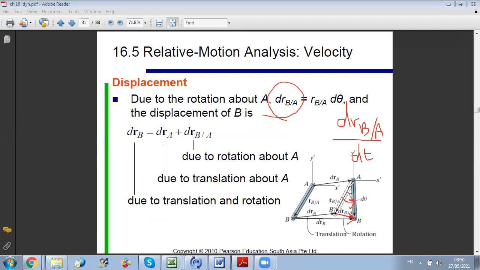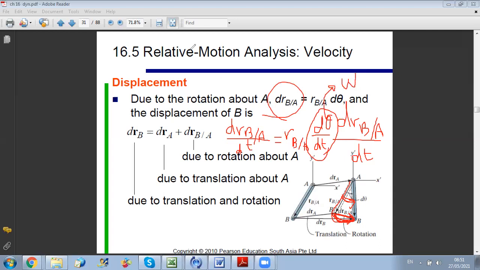You know that in circular motion, for a very small displacement, we can consider that the linear displacement is equal to the arc of the circle here. And the arc of the circle is equal to the radius times the angular displacement d theta. So I can replace DRB relative to A by RB relative to A times d theta. When I divide by dt, I get that DRB relative to A by dt is equal to RB relative to A, which is length AB, times d theta by dt. And d theta by dt represents the angular velocity omega of the rigid body.